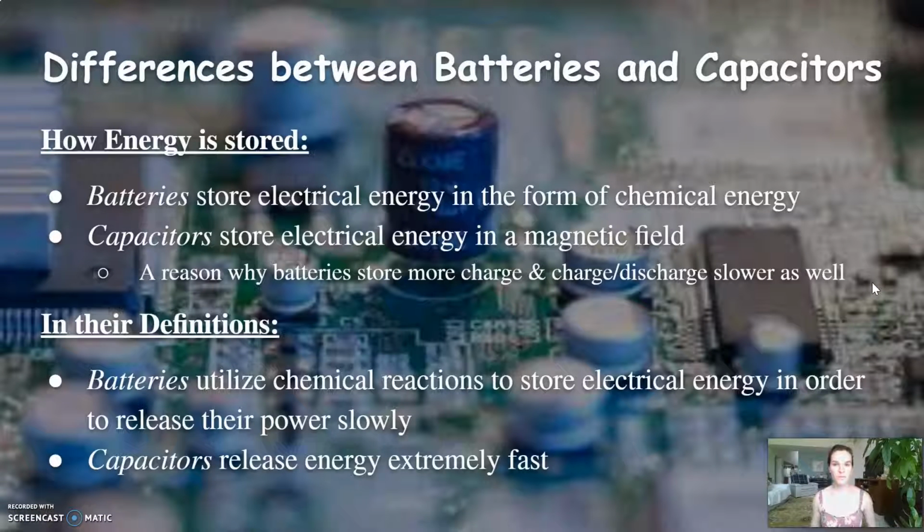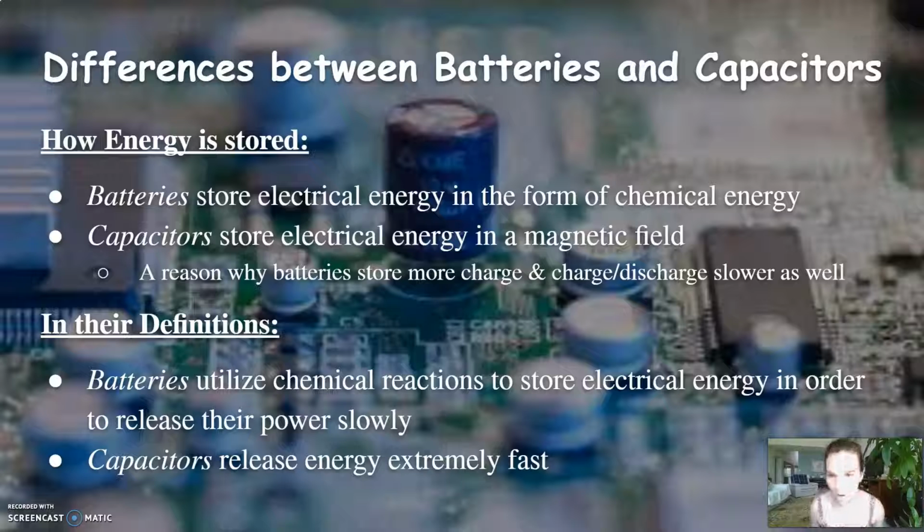Some differences between batteries and capacitors can be in the way that they store energy and the way that they are defined. Batteries have the capability to store electrical energy in the form of chemical energy. Capacitors store this electrical energy in a magnetic field.